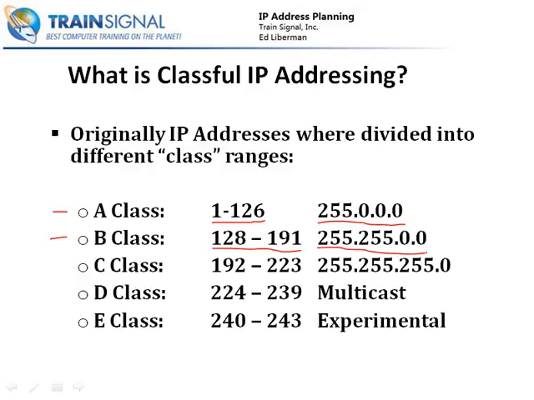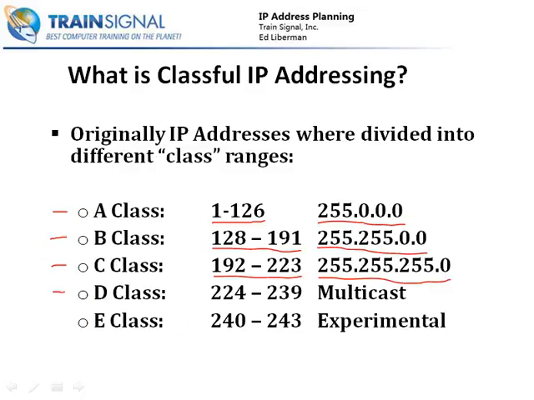255.255.0.0, where we now have the first 2 octets making up the network ID and the last 2 octets making up the host ID. The C class range begins with 192 to 223 and has a subnet mask of 255.255.255.0. Now these are the only 3 class ranges that you can assign IP addresses to a computer. There are 2 other classes, but those are reserved for something else.